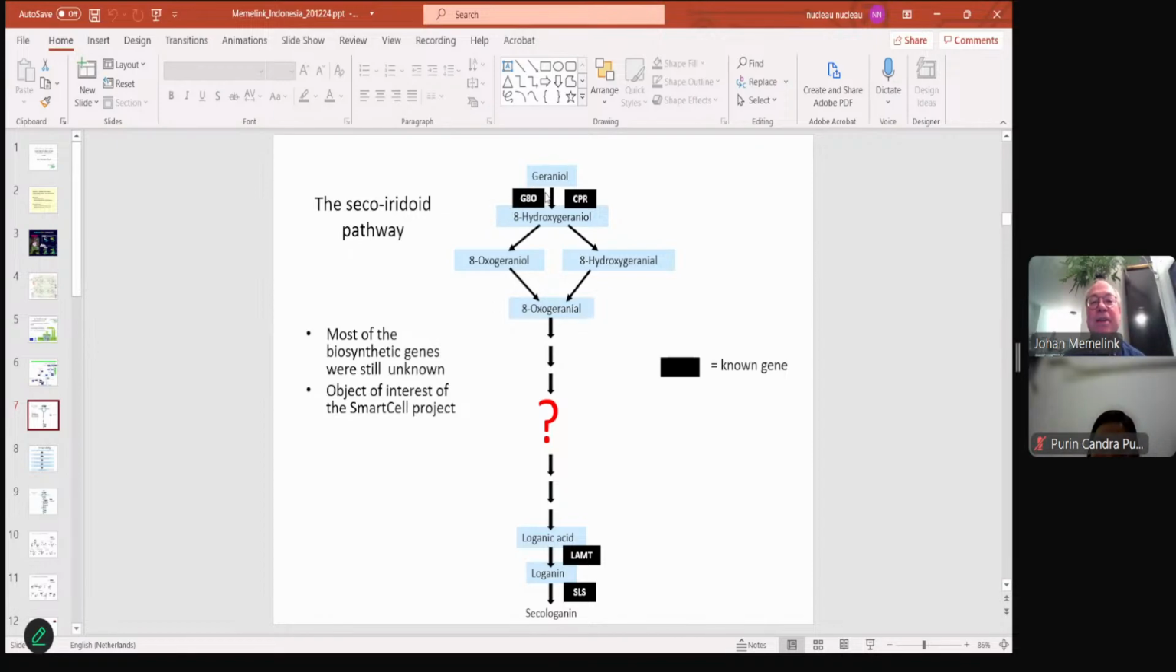This G8O enzyme is a so-called cytochrome P450 oxidase, and this kind of enzyme has a coenzyme, and this is the coenzyme. So this is in fact one enzyme complex. And here at the bottom you see two enzymes for the last two steps, and everything in between was unknown in 2008.